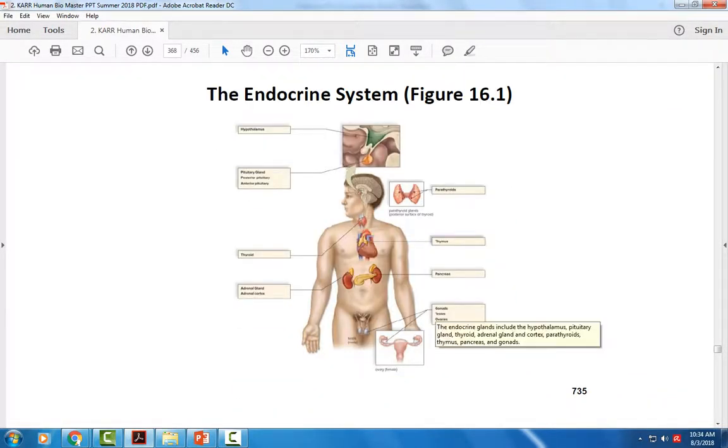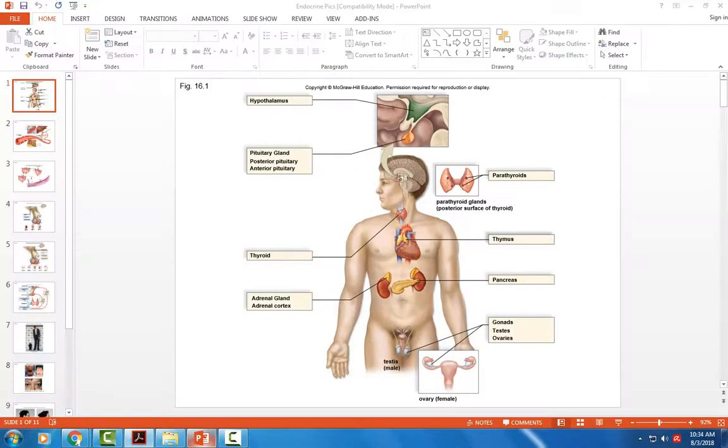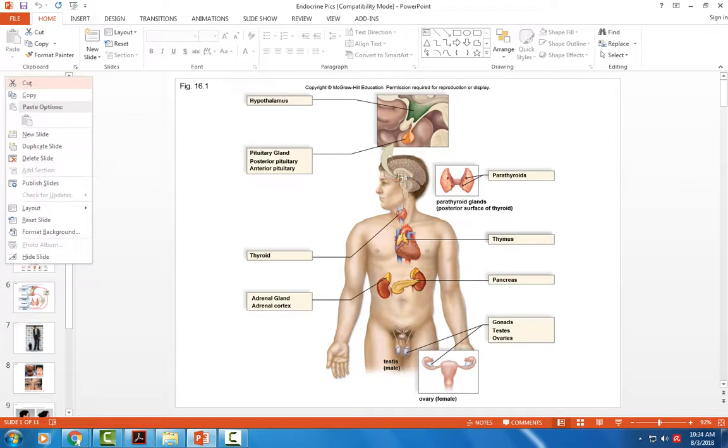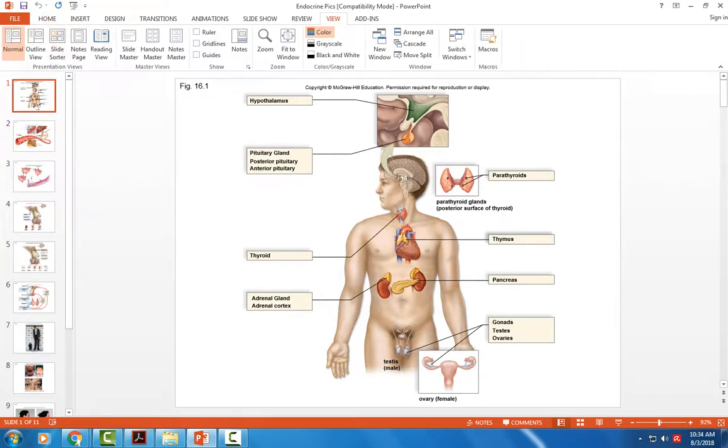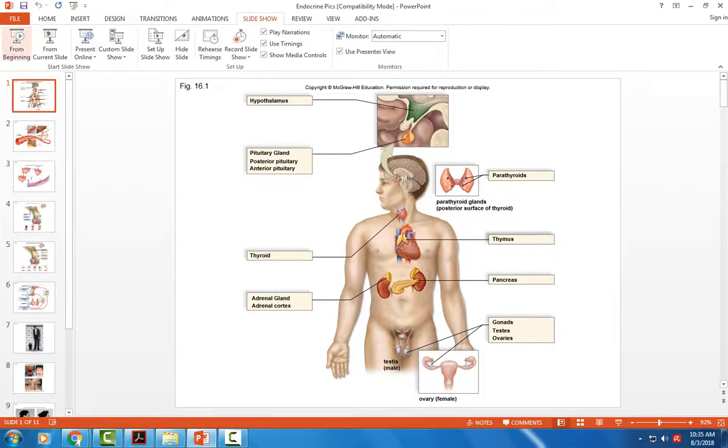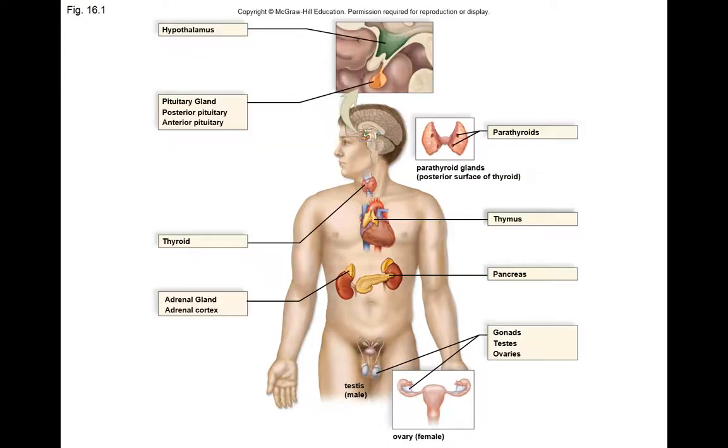So we look here at some of the glands of the endocrine system. It's kind of a small picture here, so I'm going to go to your textbook PowerPoint. It looks a little bigger. And I can make this even larger. So here we see a nice big picture of the endocrine system, of the different glands.